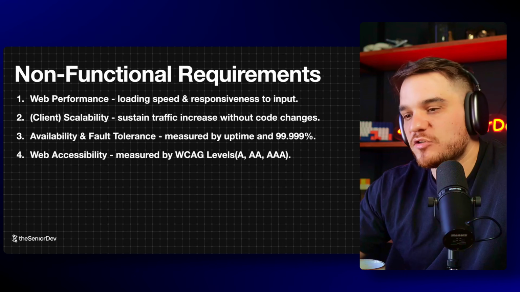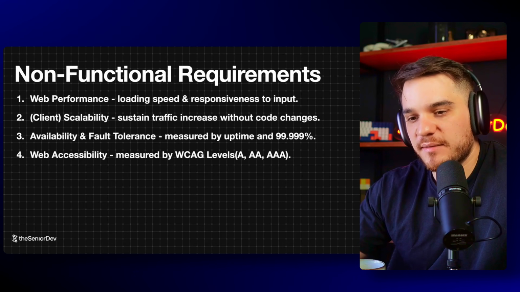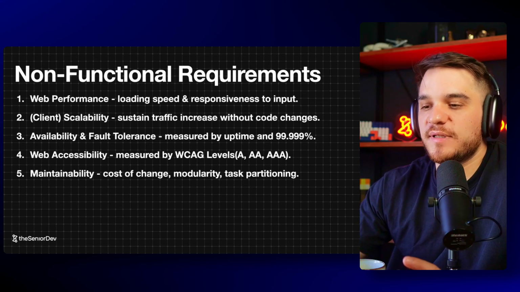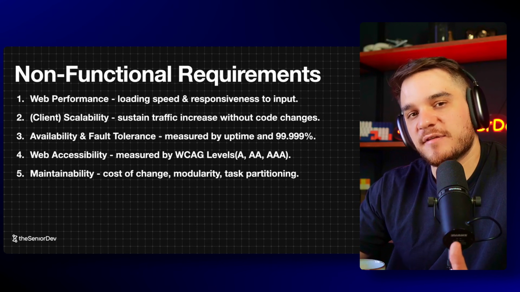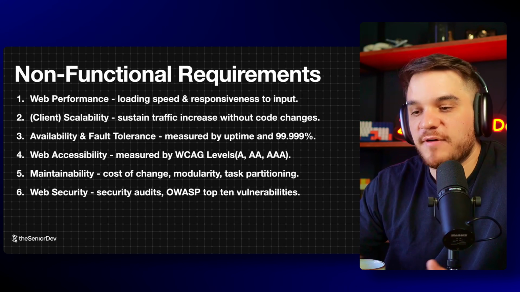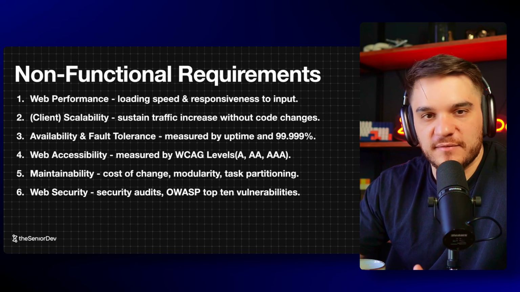Web accessibility measured by the web accessibility levels. That would be single A, double A, or triple A. Maintainability. So what would be the cost of change? How modular is the system? And can we have different people working in parallel on it? And finally, web security, which can be done with a security audit or OWASP top 10 vulnerabilities.